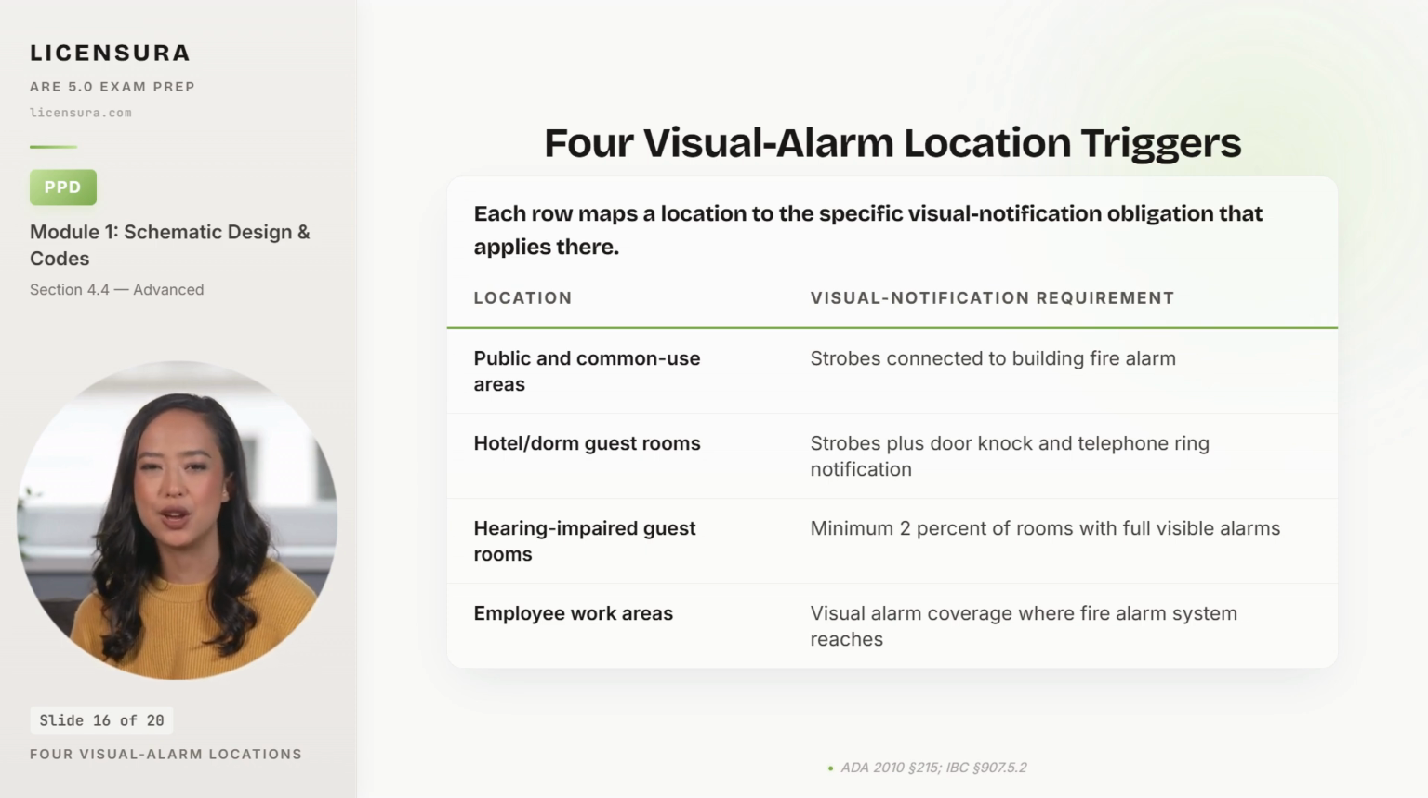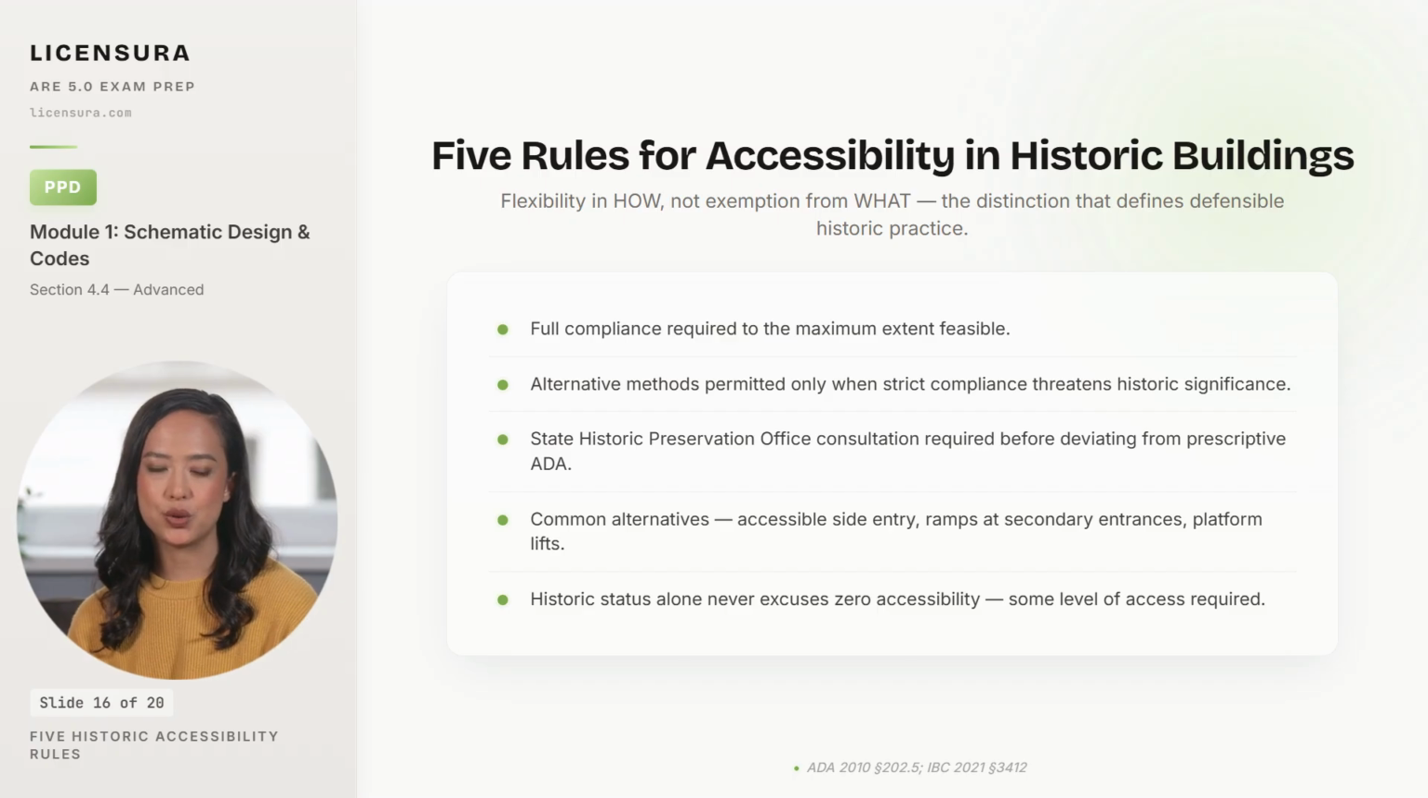Historic buildings have their own accessibility regime, and it is more nuanced than most architects believe. 5 rules govern accessibility in historic buildings. First, full compliance is required to the maximum extent feasible. The starting point is the same standard that applies to any other building. Second, alternative methods are permitted only when strict compliance would threaten or destroy the building's historic significance. Narrow grounds, not a blanket pass.